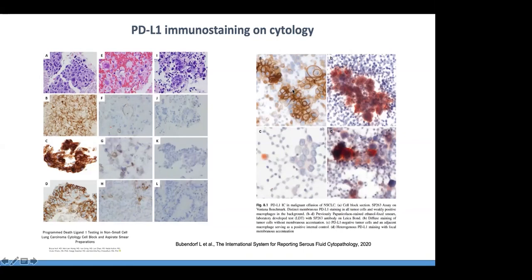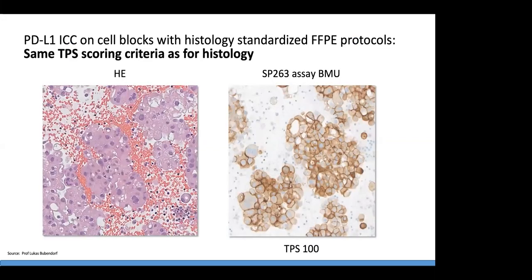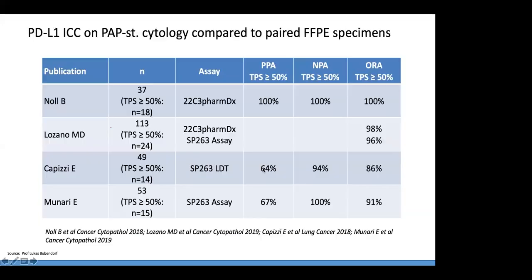Here you see an example in effusions. We can look at PD-L1, and in this paper they compare cell blocks with non-cell blocks. If you adjust the immunohistochemistry protocols for the non-cell blocks, we can also study PD-L1 in non-cell blocks. Here you can see PD-L1 on the cell blocks using the same standardized histology protocols, and we use the same score, and then you see the strong positivity in the membrane.